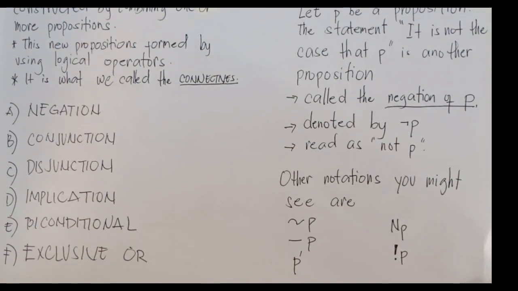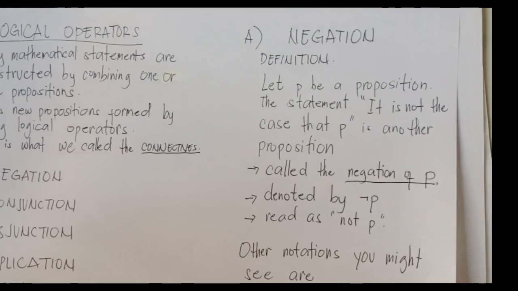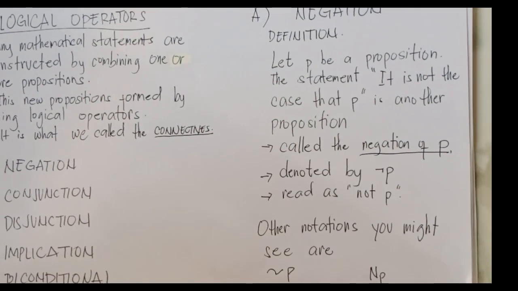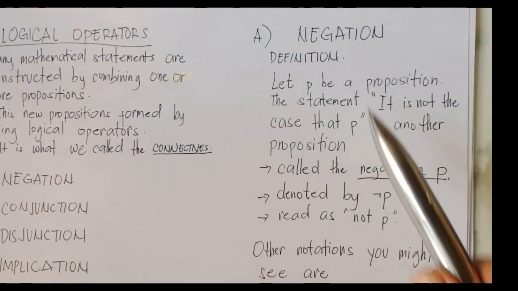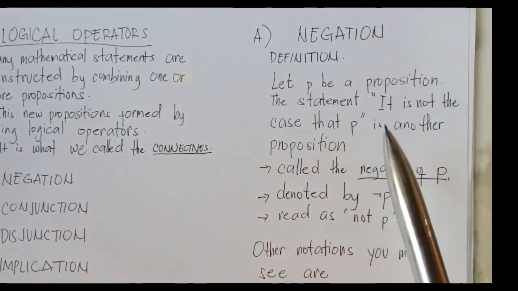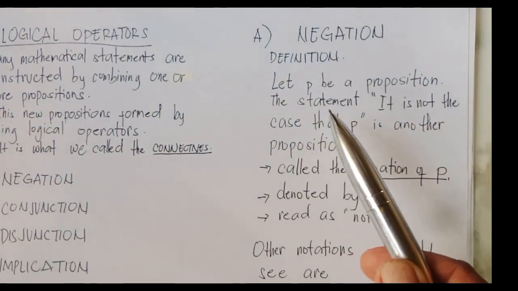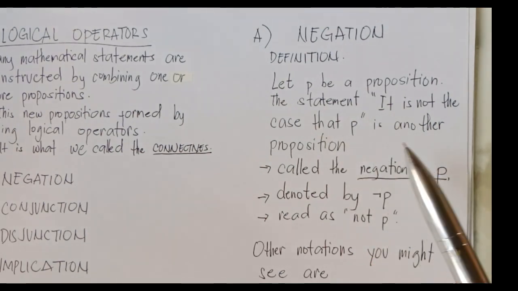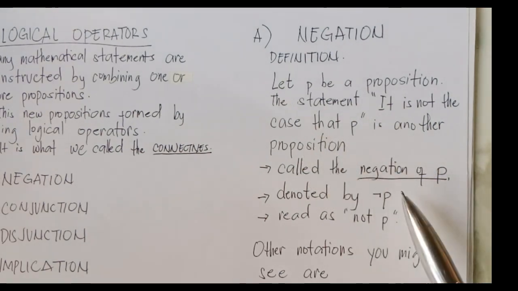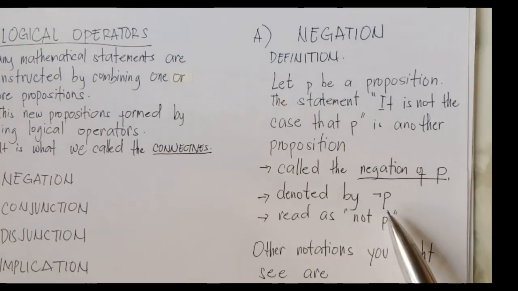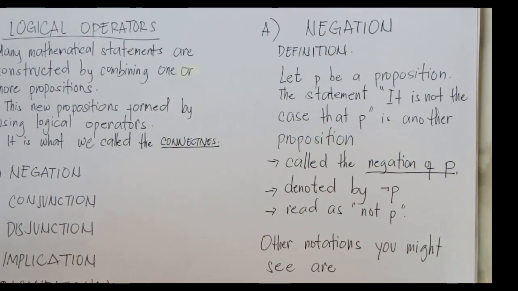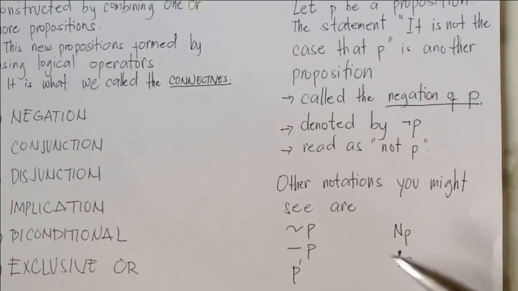We will now discuss first the negation. For negation, we have the definition. Let P be a proposition. The statement "it is not the case that P" is another proposition called the negation of P. It is denoted by this symbol and is read as "not P". There are other notations you might see in books. Some of them are this one, this one, this one, this one, and this one.